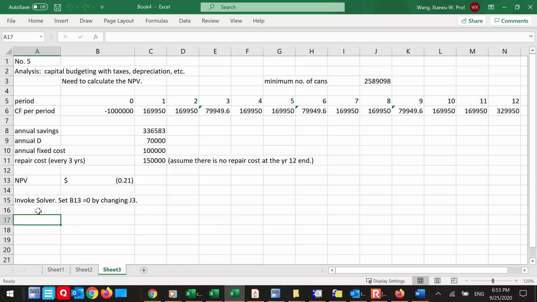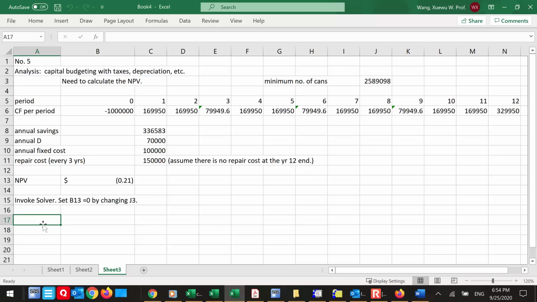And you can also calculate the IRR if you want to. There's a tiny difference of 21 cents, which is probably okay because we're dealing with very large numbers here. And part B is actually using the data table to show the NPV and the IRR as a function of the number of cans.